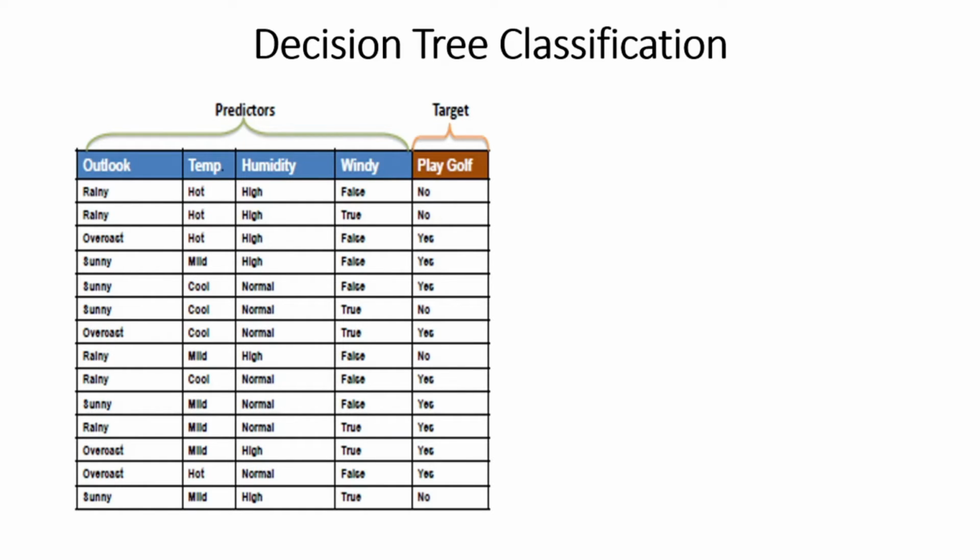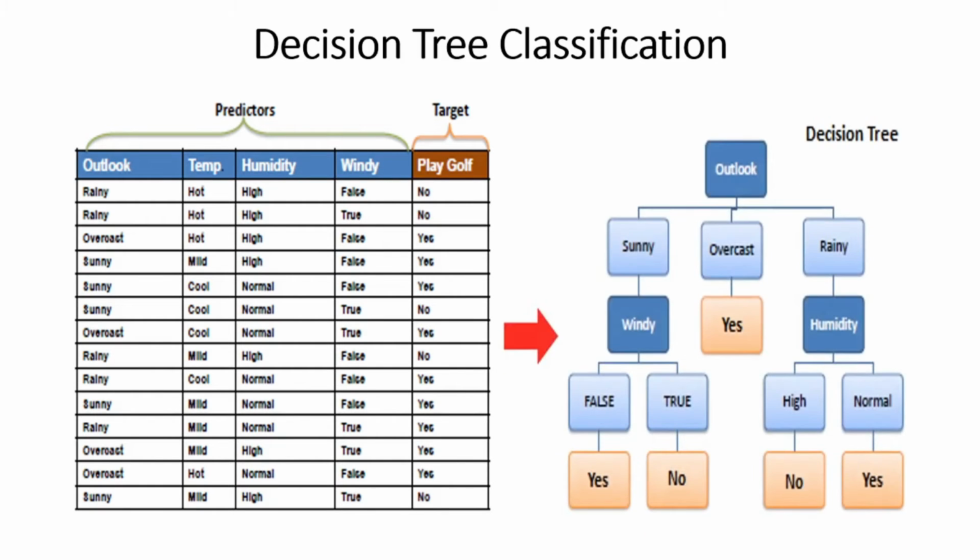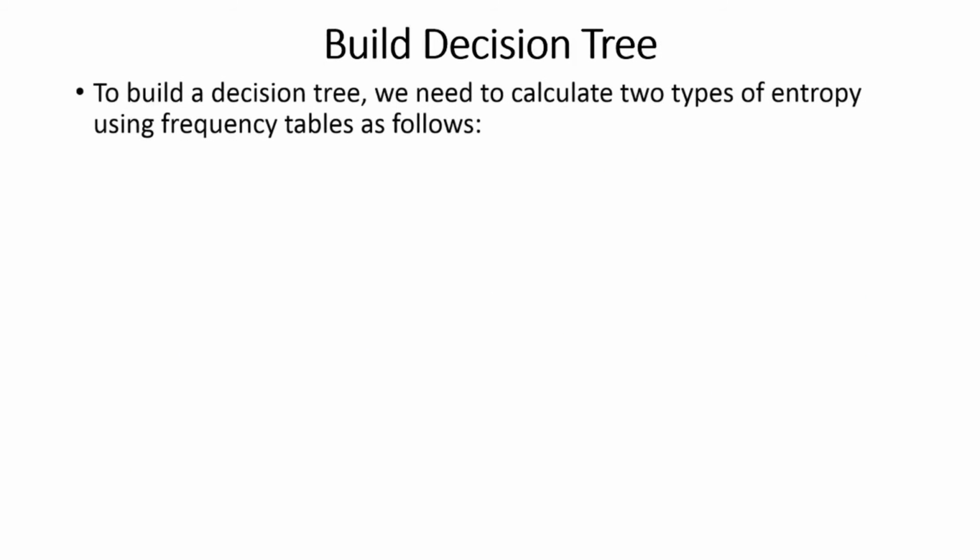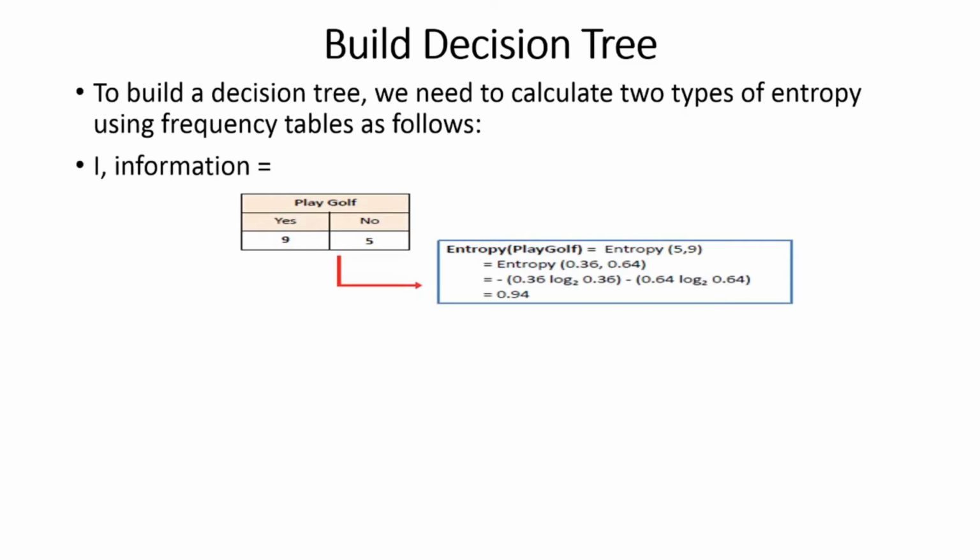This we want to convert into a tree-based decision tree classification model, which is shown on the right hand side of the diagram as a pictorial representation. To do this, we have to calculate 2 types of entropies from the data. One is the information, that is the entropy of the target attribute play golf, which has 9 yes and 5 no. The entropy of play golf is 0.94.